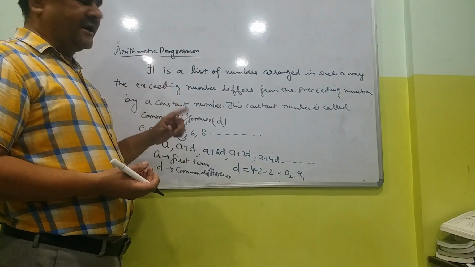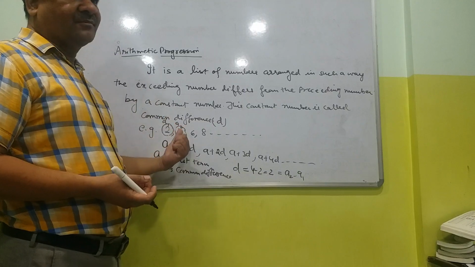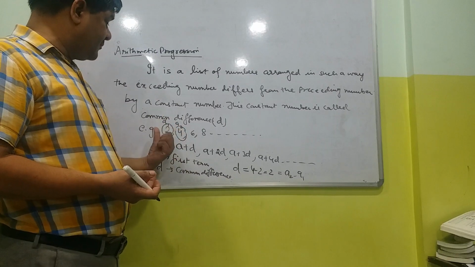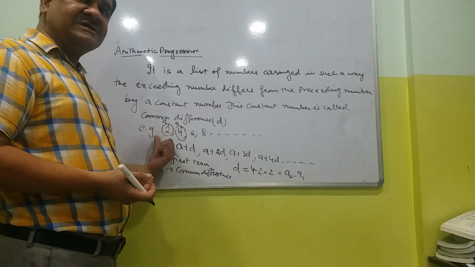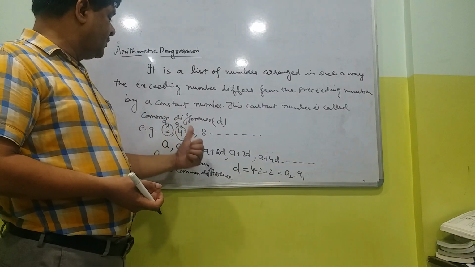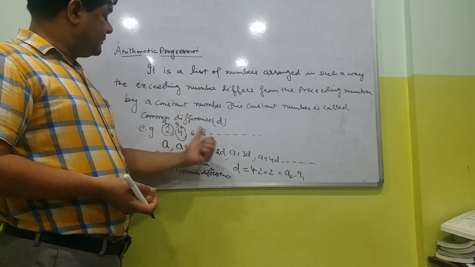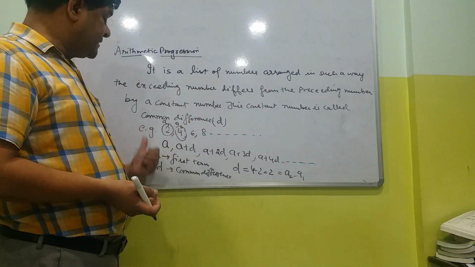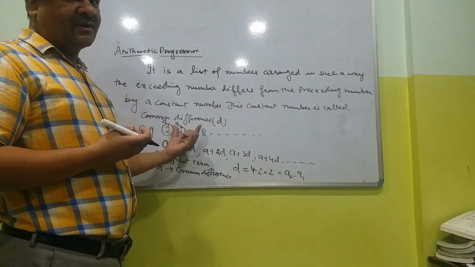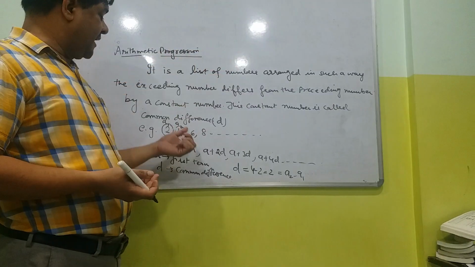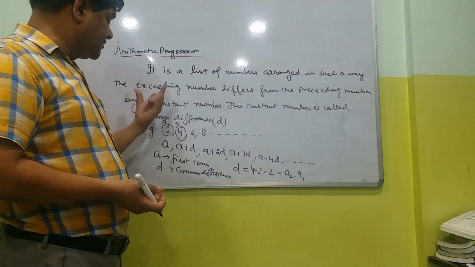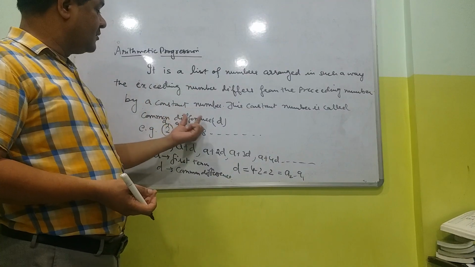And it is always obtained by subtracting the preceding term from the exceeding term. Exceeding term में से preceding term को माइनस करना. बाद वाली term में से पहले, 4 में से 2 गए 2, 6 में से 4 गए 2, 8 में से 6 गए 2. So इस तरह की sequence जिसमें list of numbers are arranged in such a way that exceeding term differs from a preceding term by a fixed number या constant number. That constant number is called common difference.